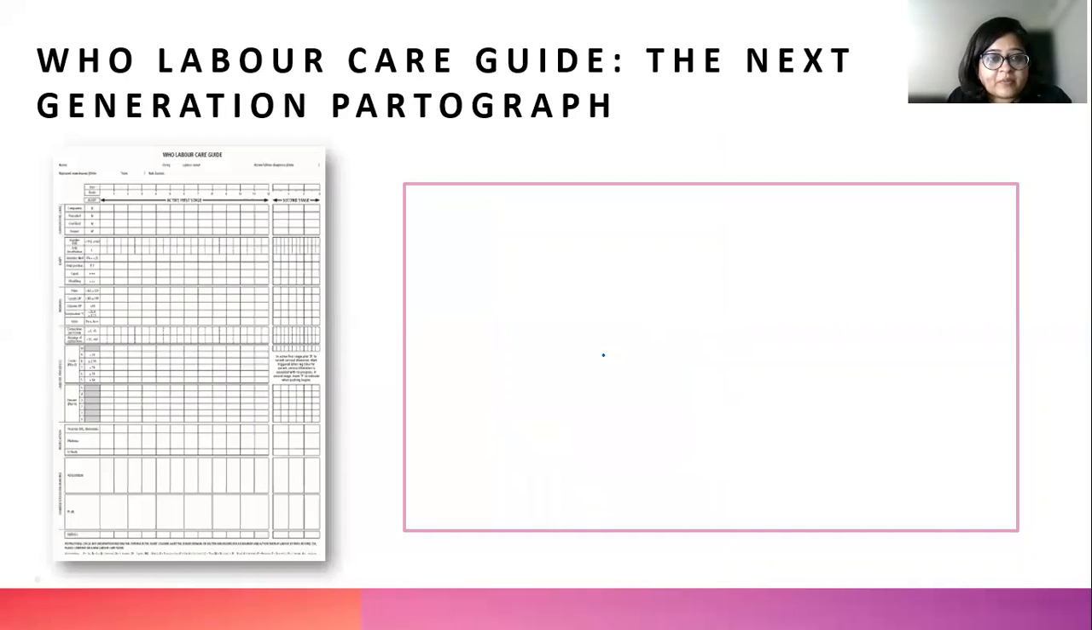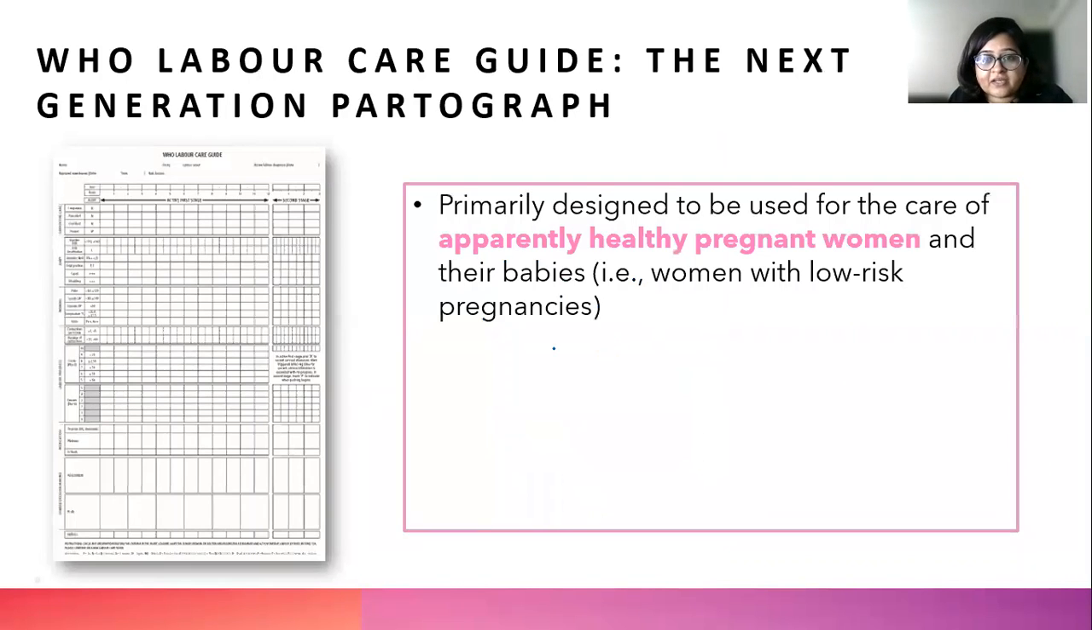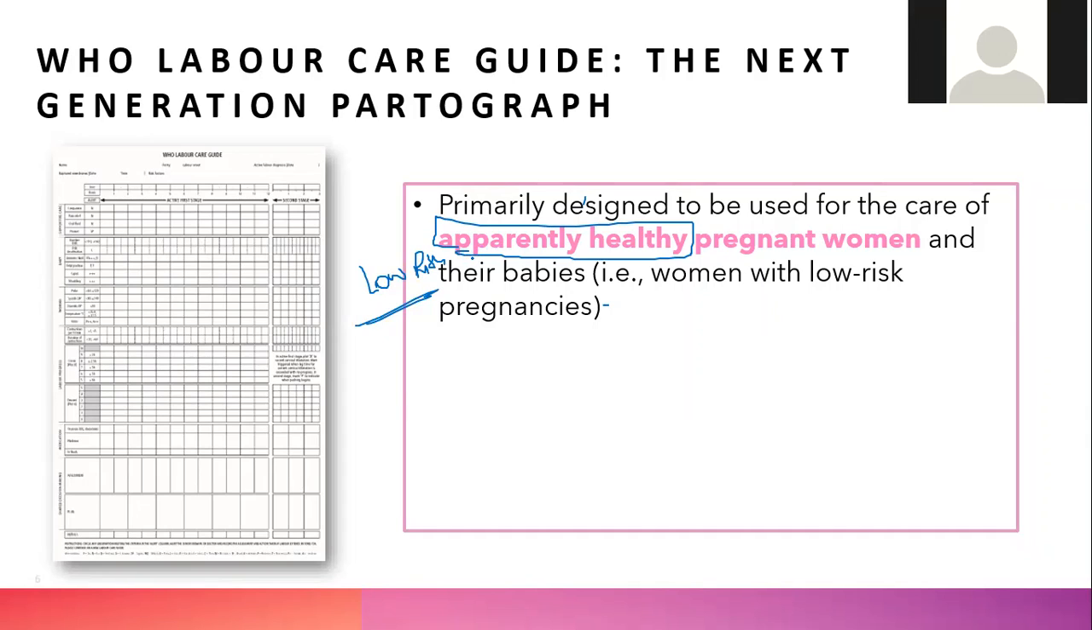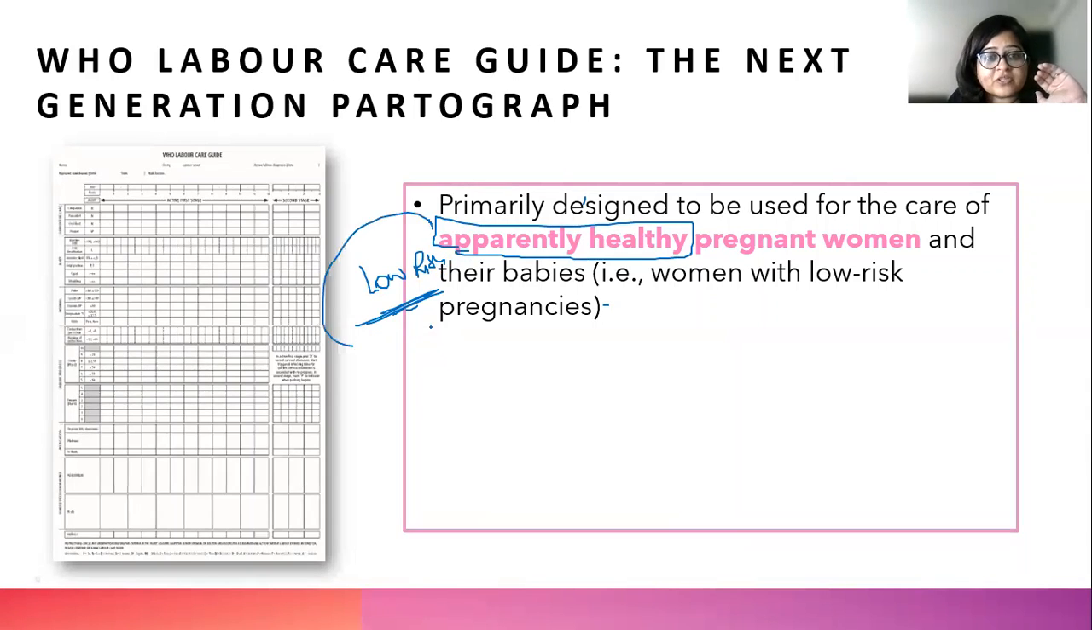Now remember a few points about the labor care guide. Number one, it is primarily designed for low risk women, that is apparently healthy pregnant women. So it is not to be followed in high risk. In high risk, you will require much more intensive monitoring. Remember, the labor care guide is only for low risk women. If it comes as a potential MCQ, this can be asked. It is only for low risk women who have no apparent complications.